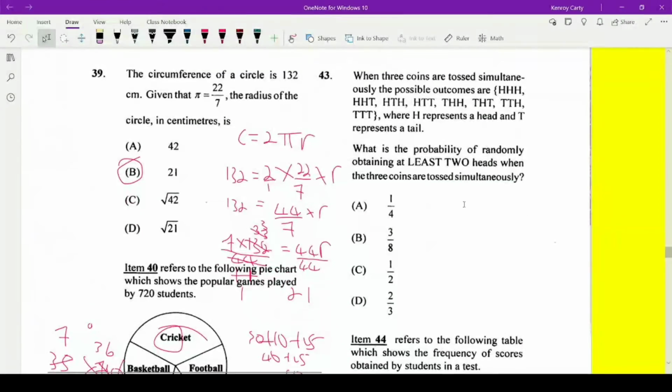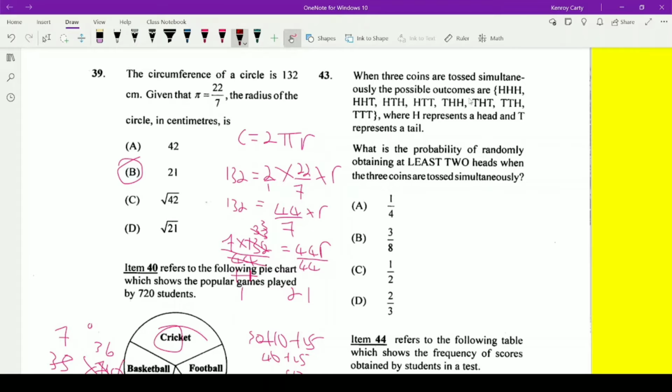43. It says, when 3 coins are tossed simultaneously, the possible outcomes are, alright, simultaneously, one followed by the other, or we can always do 3 of them one time. It turns out to give you the same result, where H represents a head and T represents a tail. What is the probability of randomly obtaining at least 2 heads when the coins are tossed simultaneously? At least 2 heads means it can be 2 or more heads. So it can be 3 heads, but it must be 2 or more.